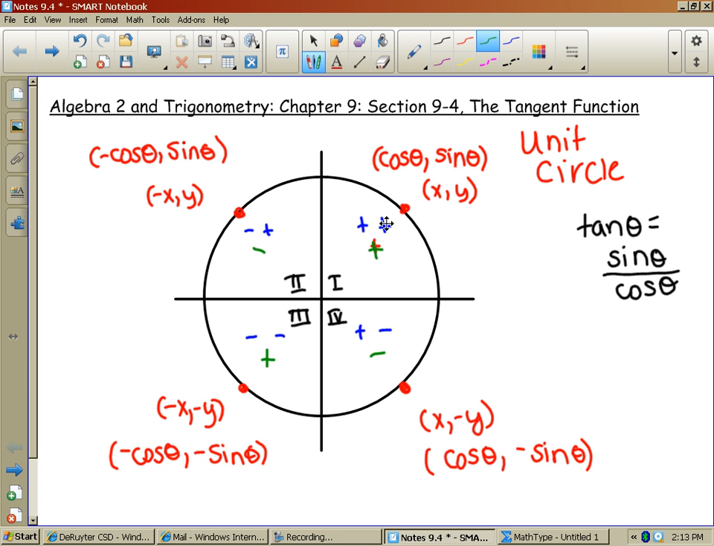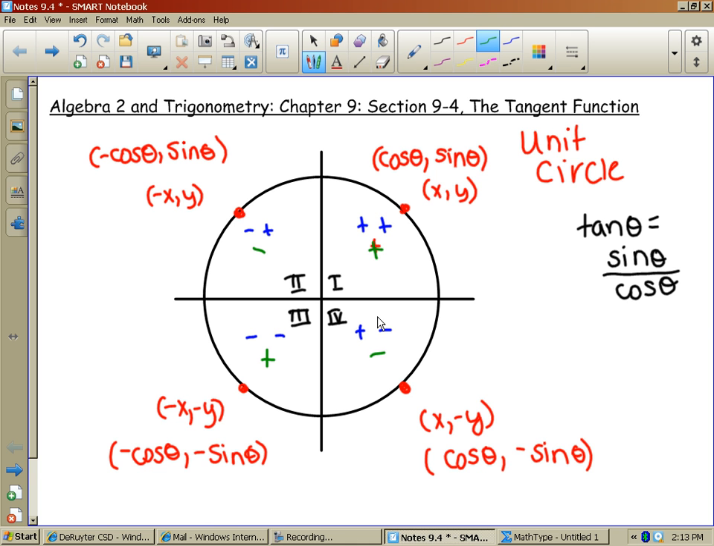So what does this mean? It means in this quadrant, the cosine, the sine, and the tangent are positive. In this quadrant, cosine and tangent are negative, sine is positive. In this quadrant, sine and cosine negative, tangent positive. In this quadrant, sine and tangent negative, cosine positive.